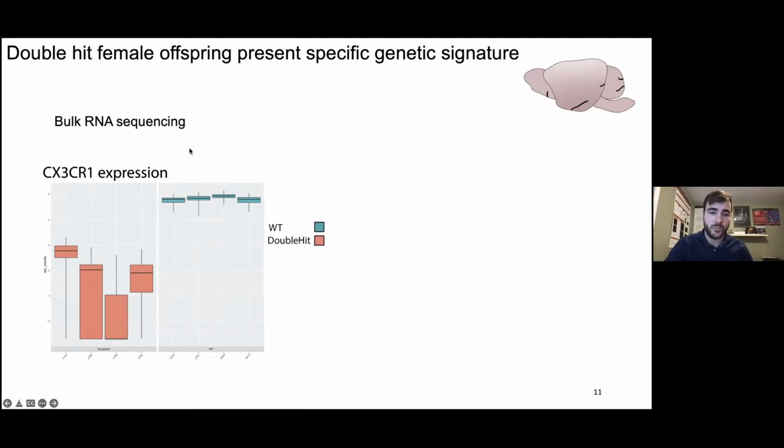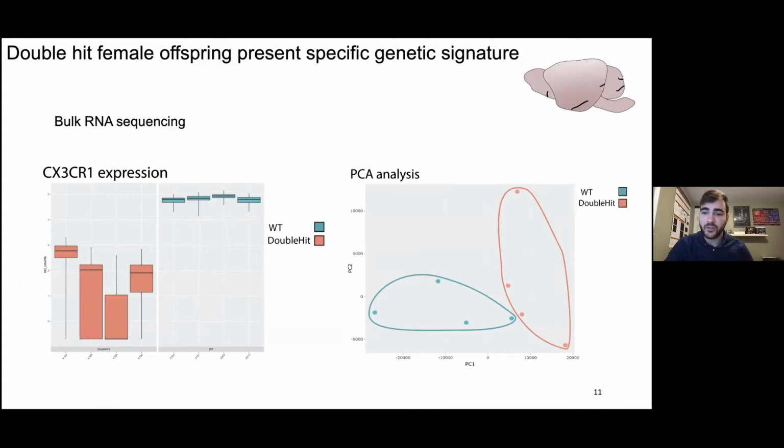which was expected. And following that, we did a PCA analysis, and we saw that there's a nice separation between our wild-type control and the double hit mouse. They show a different genetic signature with the PCA analysis. So that was super nice.